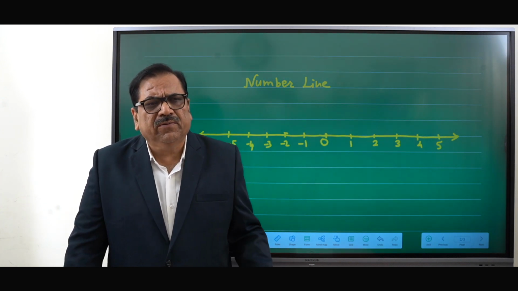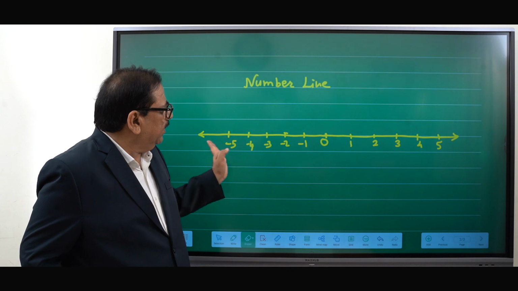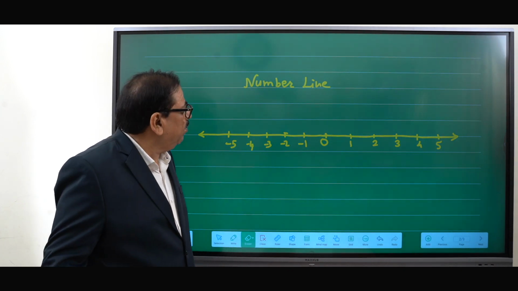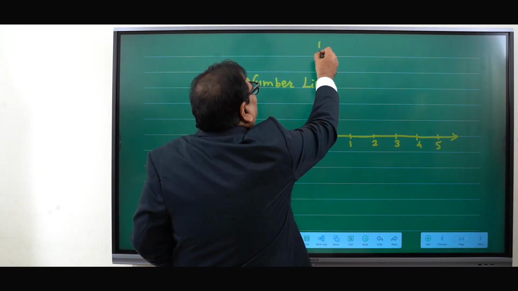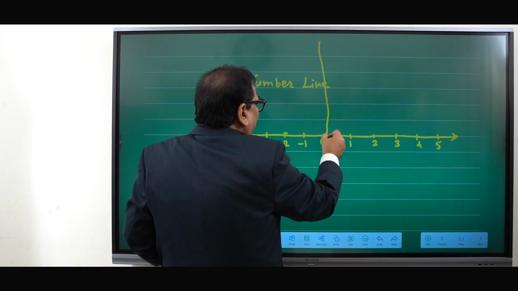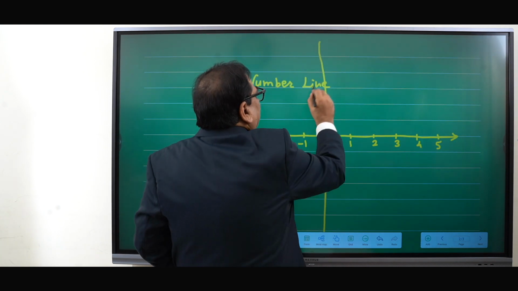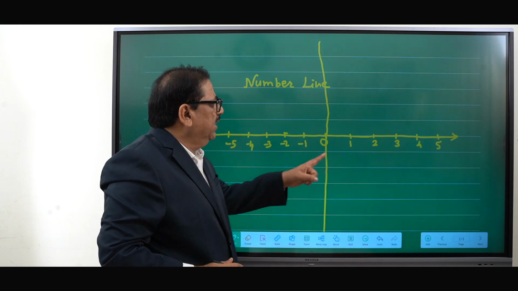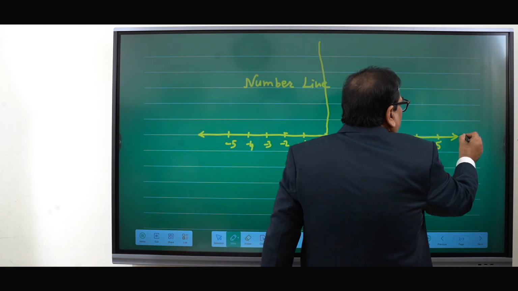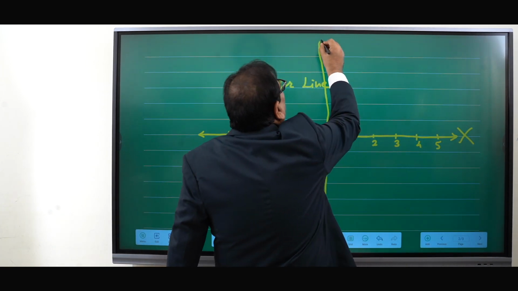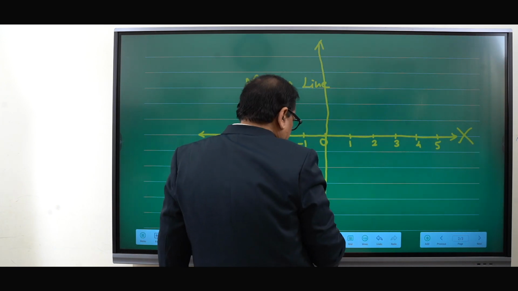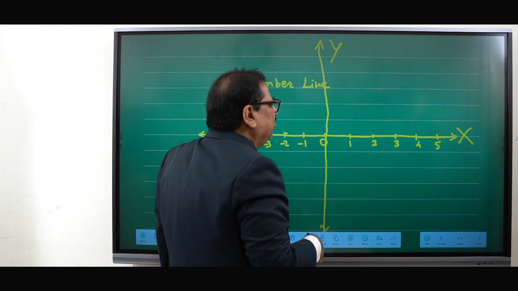So friends, with this help, this is the x-axis and we have to draw one more line here, with numbers 1, 2. So this becomes the x-axis and this becomes the y-axis. I am showing you roughly.